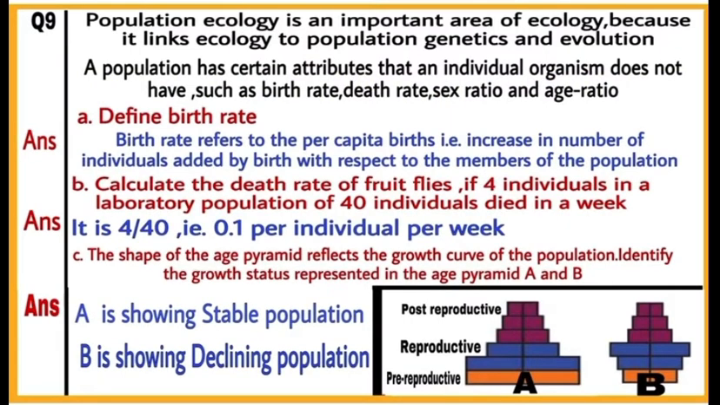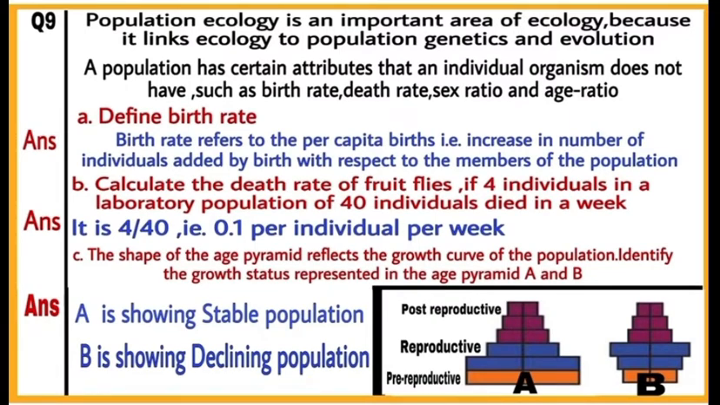Question 9. Population ecology is an important area of ecology because it links ecology to population genetics and evolution. A population has certain attributes that an individual organism does not have, such as birth rate, death rate, sex ratio, and age ratio. Now, part A of the question, define birth rate. Birth rate refers to the per capita births, that is, increase in number of individuals added by birth with respect to the members of the population.